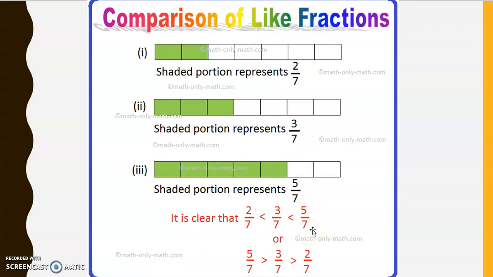And when we have to write it in descending order, again we will see the greatest fraction should come first. So 5 upon 7 is greater than 3 upon 7, and it is greater than 2 upon 7. So when we are comparing like fractions, like fraction means denominator is same, we will just look at the numerator. If it is asked to arrange in ascending order, we will write the smallest numerator first, and if it is asked for descending order, then we'll start with the biggest numerator first. So we can arrange the like fractions according to the given question.